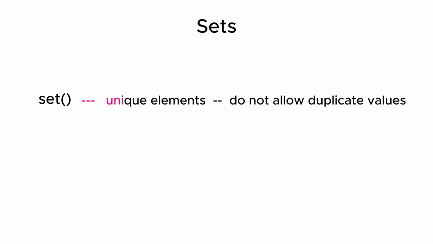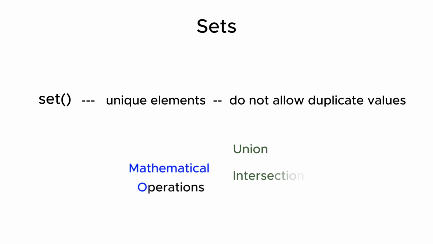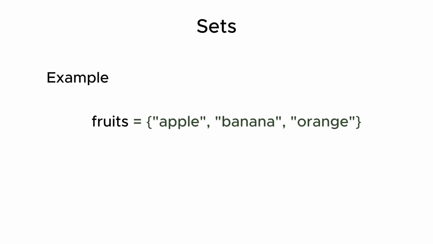Sets in Python. Sets in Python are created using curly braces, or the set function. Sets are unordered collections of unique elements, meaning they do not allow duplicate values. Sets are useful when we want to perform mathematical operations such as union, intersection, and difference. Here's an example of creating a set.